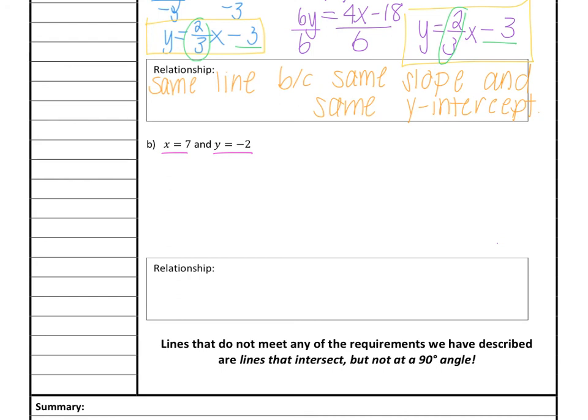So I'm looking at these and saying, okay, there's nothing to rearrange, so why don't I take a minute and sketch them? Well, x equals 7 would be a line that constantly has an x value of 7. So 1, 2, 3, 4, 5, 6, 7. So it looks something like this. X equals 7. All right, y equals negative 2. Well, that's going to be a line that always has a y value of negative 2. So 1, 2, it would look like this.